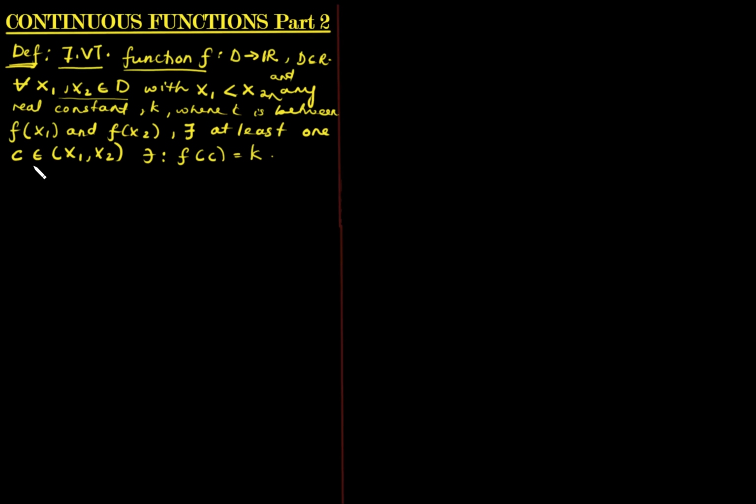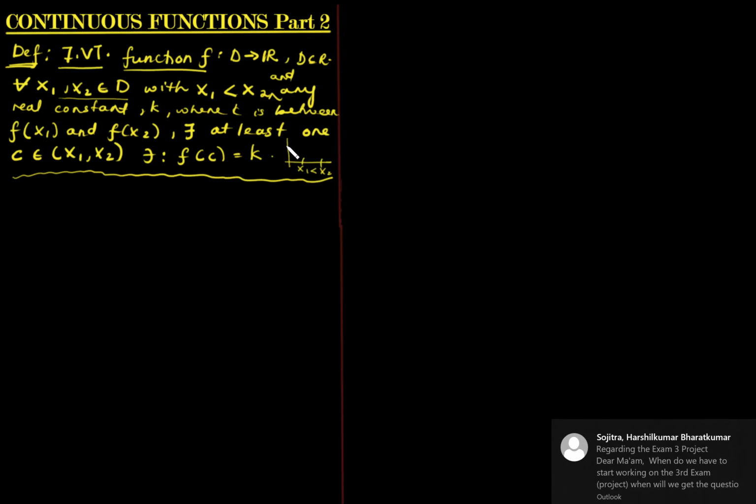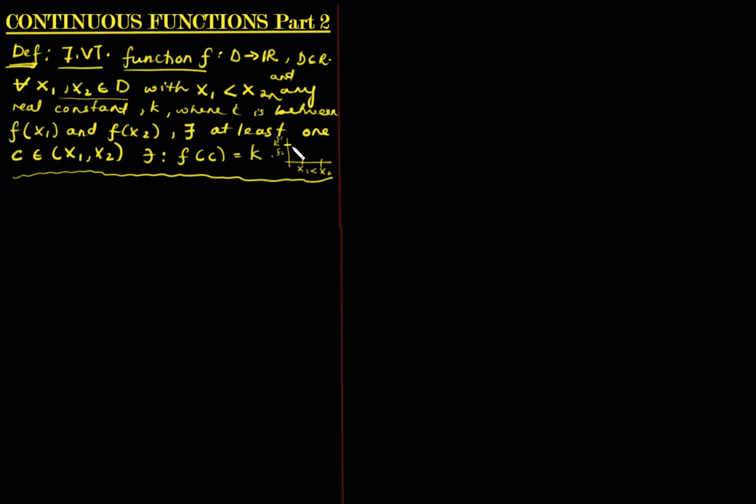So if any function has these properties, so if you have a function and you are able to find x1 and x2 where x1 is less than x2, and you can find a value in between f of x1 and f of x2, then there exists a c in between x1 and x2, where f of c equals the value k. So today we're going to continue with that intermediate value theorem.